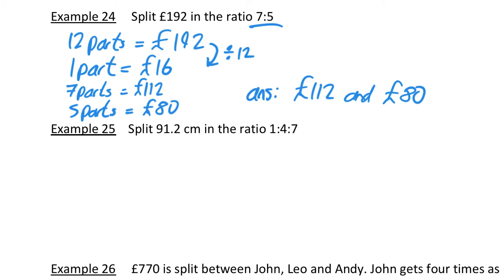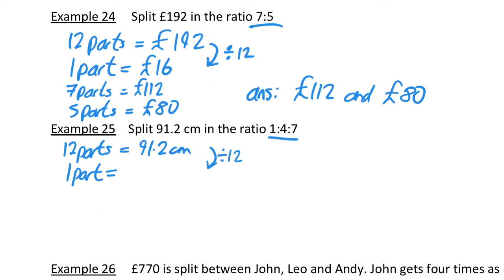Example 25 says split 91.2 centimeters in the ratio 1 to 4 to 7. So 1 to 4 to 7 again is a total of 12 parts. So we'll say 12 parts is equal to 91.2 centimeters. Then you can divide by 12 to give you one part. So I've just divided by 12 to get here. And if you divide that by 12, you will get 7.6 centimeters.